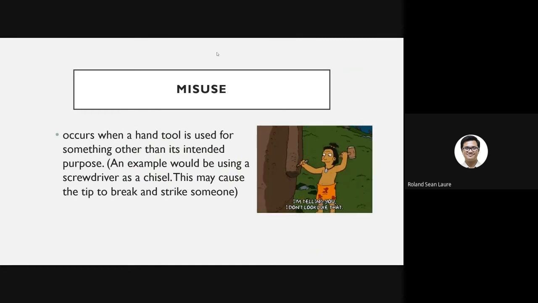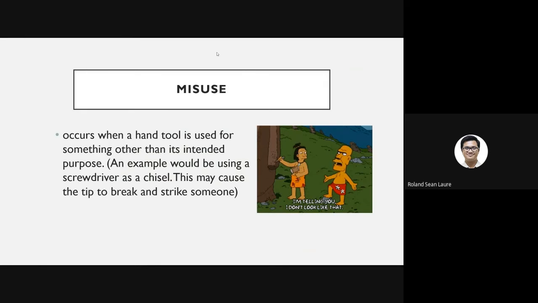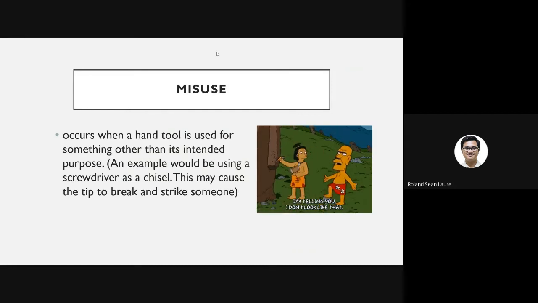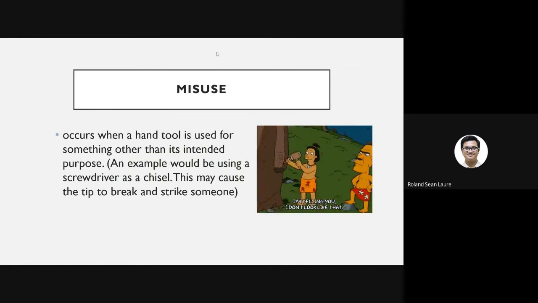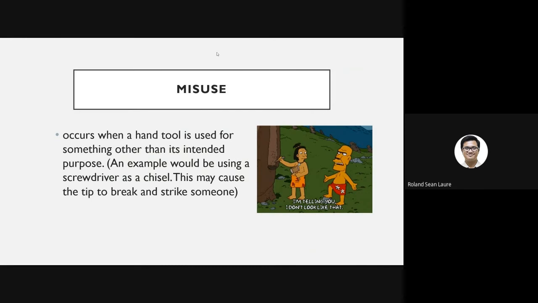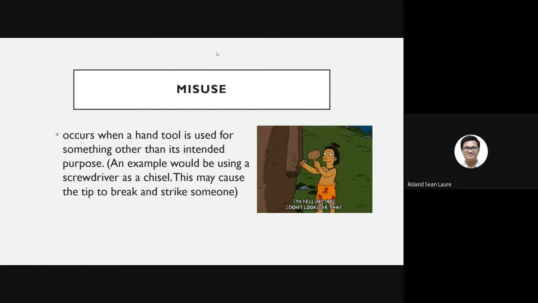So, what is misuse? Misuse occurs when a hand tool is used for something other than its intended purpose. For example, you use a screwdriver as a chisel. It may cause the tip to break and strike someone. The flat screw tip can break and fly off and hit the eye. So that is a hazard.